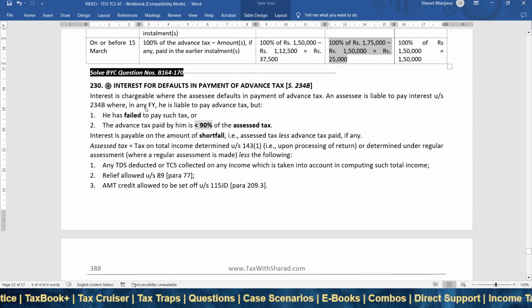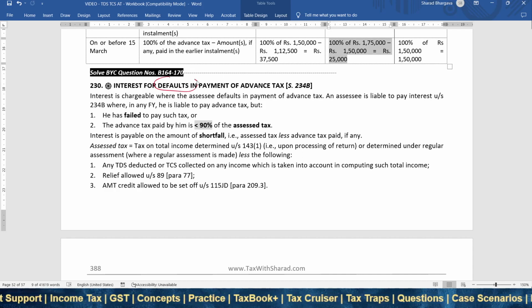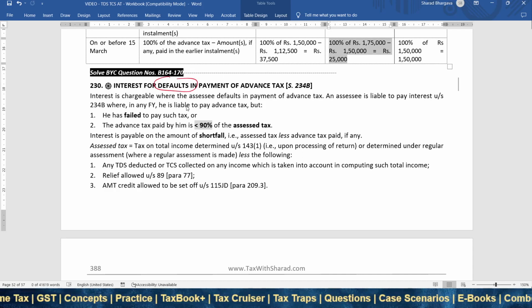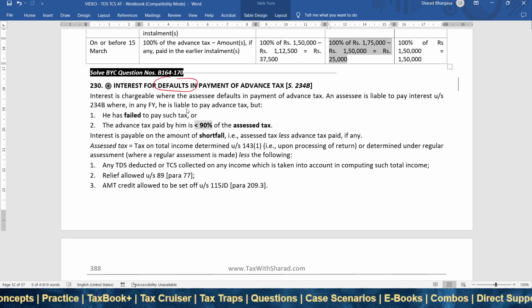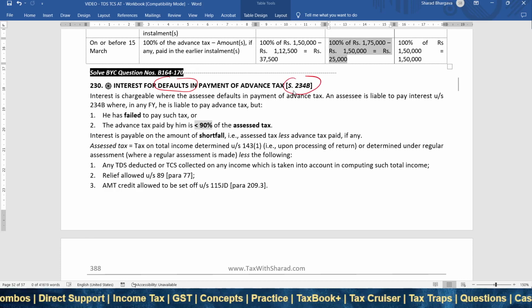Then as far as the payment of advance tax is concerned, interest can be levied under section 234B and section 234C. 234B provides for payment of interest if there is a default in payment of advance tax, and 234C applies when there is deferment of advance tax. Deferment means when the assessee postpones the payment of advance tax beyond the due dates which have been specified for payment of advance tax. So for default, 234B applies, and for deferment, 234C applies.